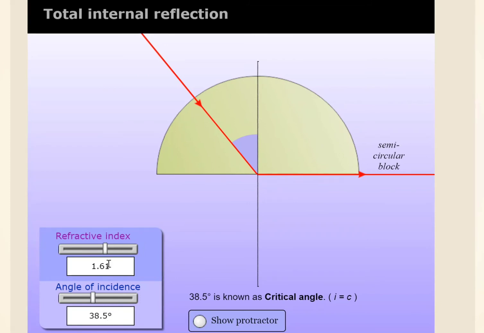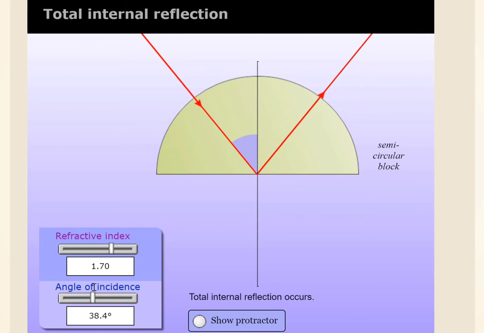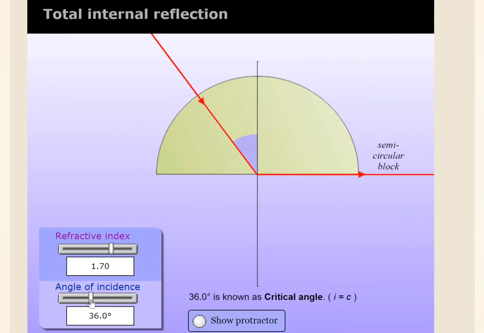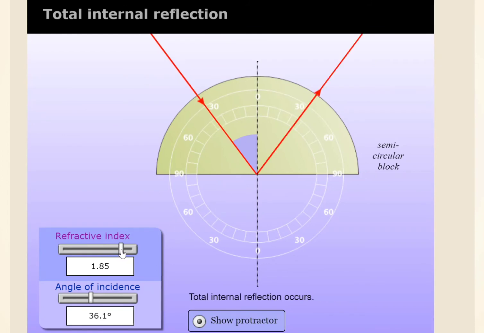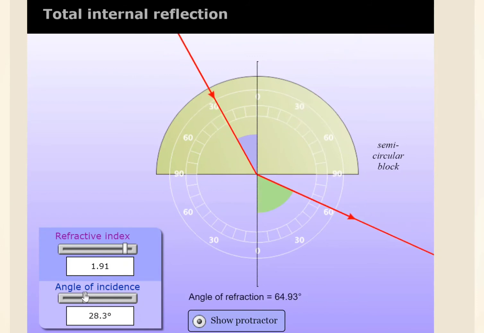Let's try another one. We increase further, 1.7 almost. Now this is not a critical angle, this is total internal reflection. So let's find out the critical angle for this refractive index. The critical angle is 36 degrees. Do you want to experiment with more? You can do the experiment and find the critical angle.